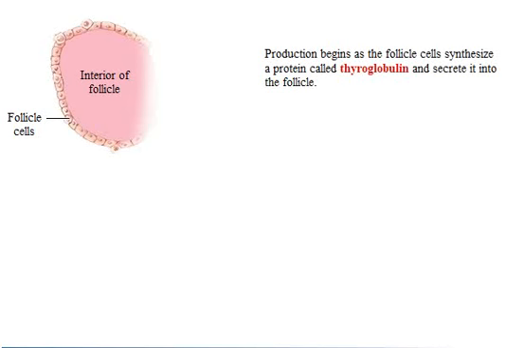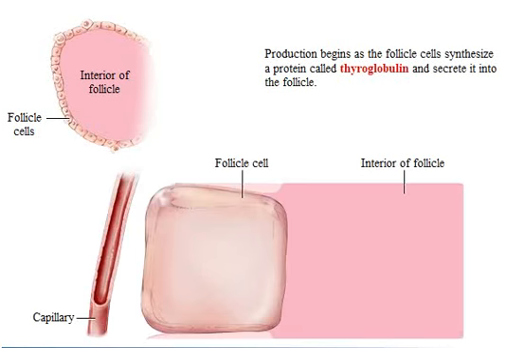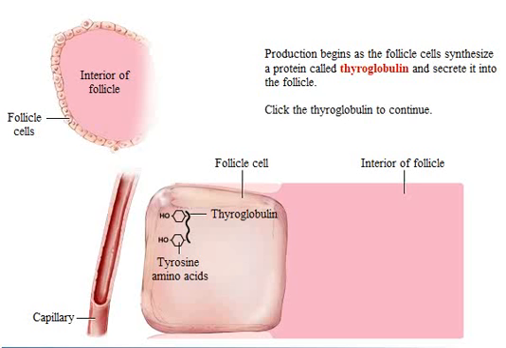produced by special follicle cells that surround spherical structures called follicles in the thyroid gland. Production begins as follicle cells synthesize a protein called thyroglobulin and secrete it into the follicle. The protein contains multiple copies of the amino acid tyrosine. Click the thyroglobulin to continue.